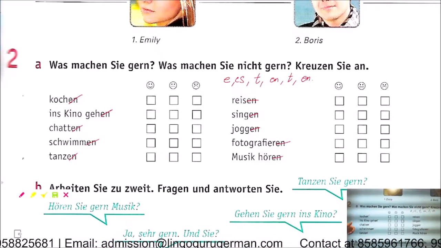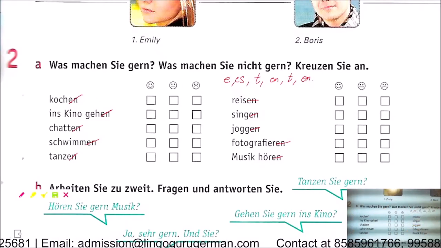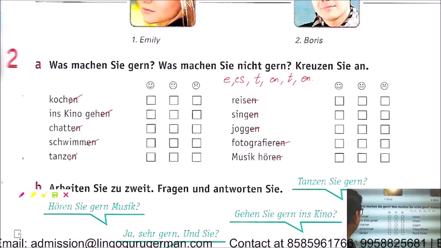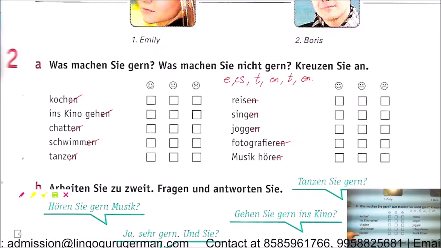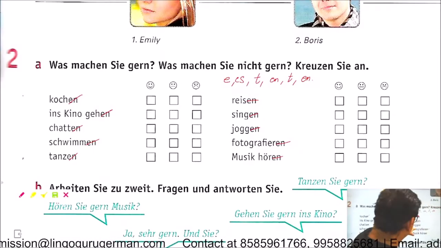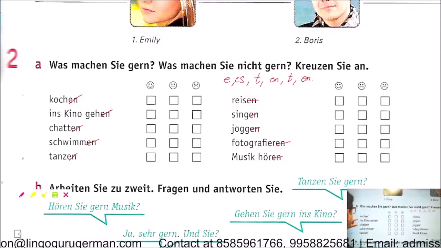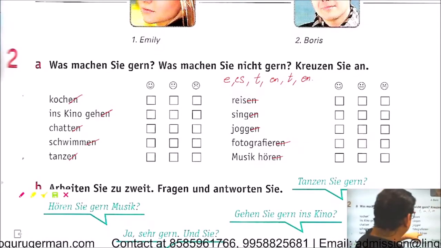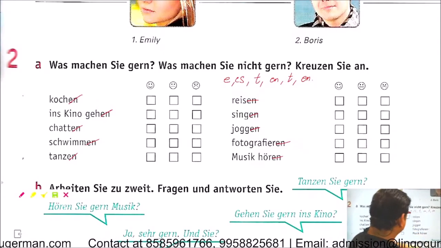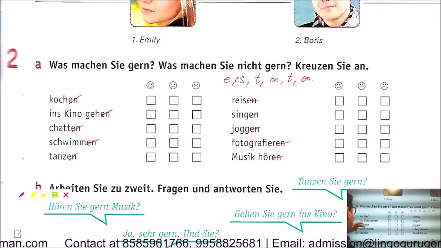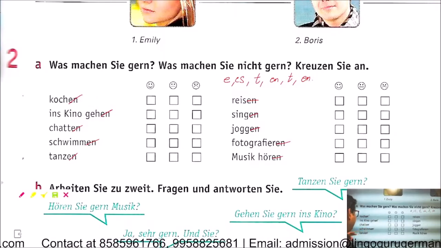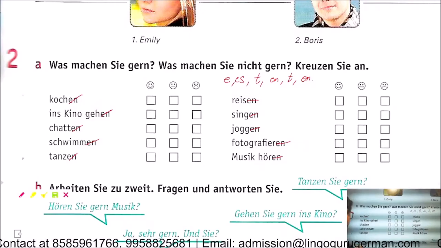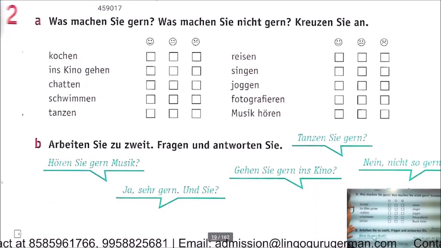You can practice this way: write down every verb on a piece of paper and conjugate these verbs as per the ending. Ich koche, ich gehe, ich chatte, ich schwimme, ich tanze, ich reise, ich singe, ich jogge, ich fotografiere, ich höre. Du kochst, du gehst, du chattest, du schwimmst, du tanzt, du reist, du singst, du joggst, du fotografierst, du hörst. Er, sie, es kocht, geht, chattet, schwimmt, tanzt, and so on. Just a practice.